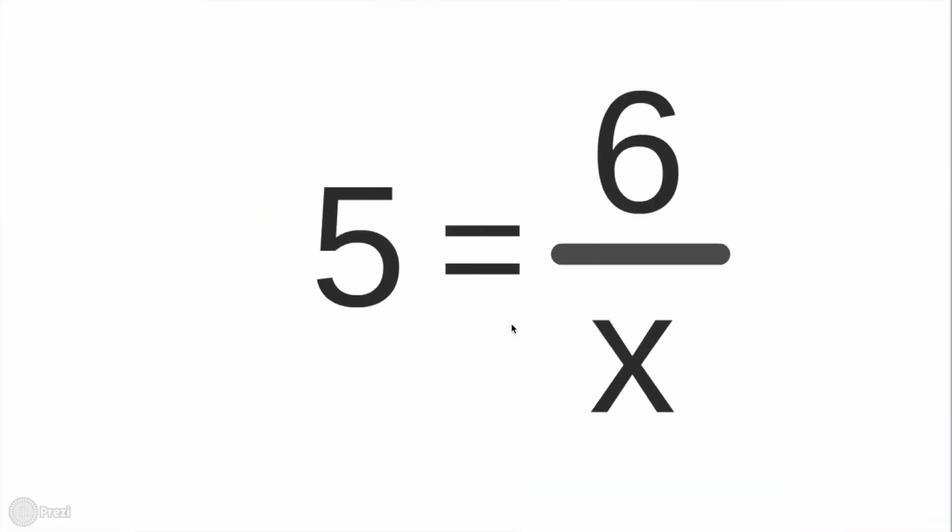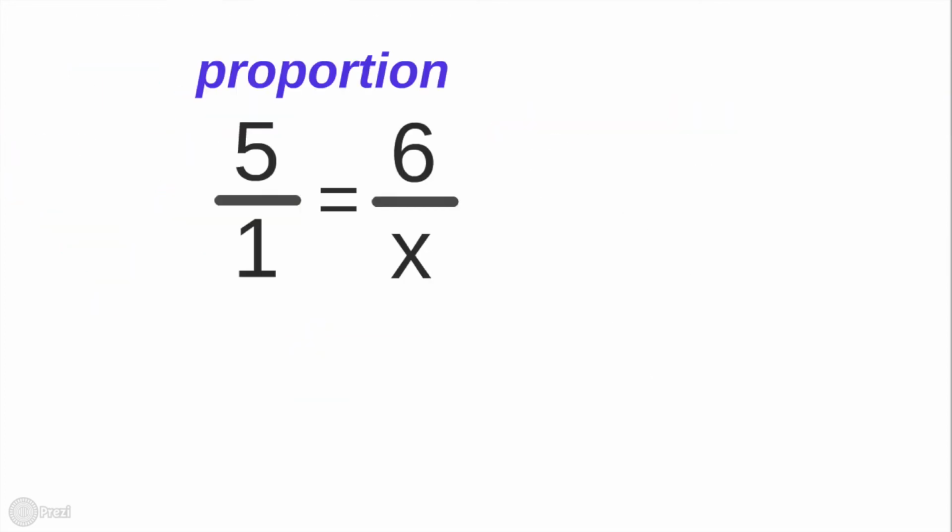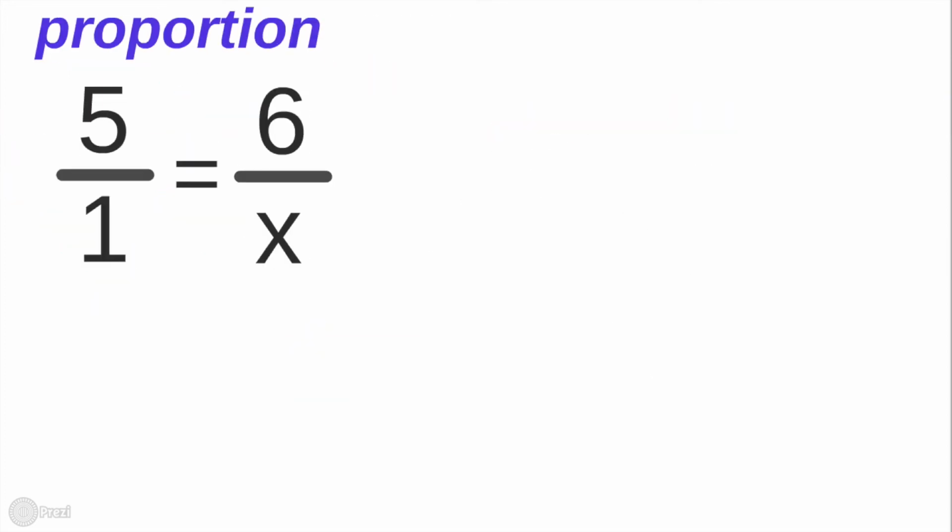So let's see if that helps us solve this one that I claimed was very tricky for people. 5 equals 6 over x. Well, the key here is actually identifying this equation as a proportion, because number 5 over here is indeed still a ratio. We call it a unit ratio because it's over 1, but it's still a ratio. So we have a proportion. 5 over 1 equals 6 over x.